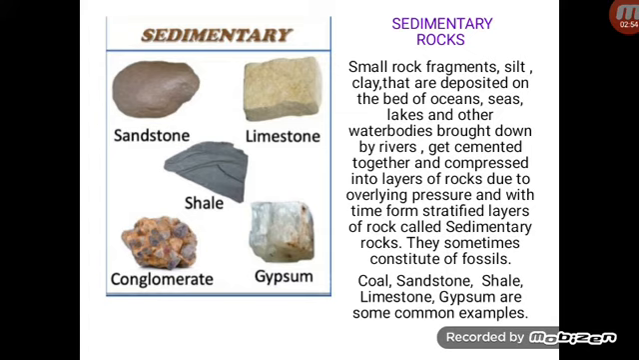Now fossils are nothing but the dead remains of plants and animal bodies which are embedded within these rocks when they are being formed. Now the most common types of sedimentary rocks are coal, sandstone, shale, limestone and gypsum. They are some of the common examples of sedimentary rocks. You can see the pictures of each of these sedimentary rocks on the left hand side of the slide.